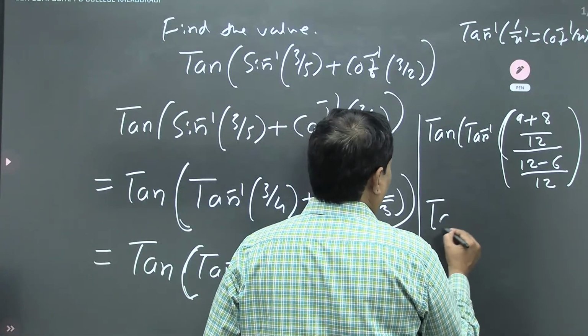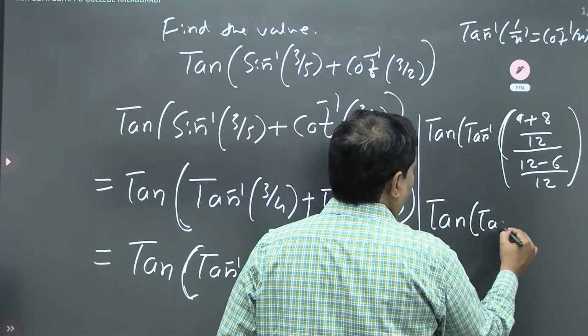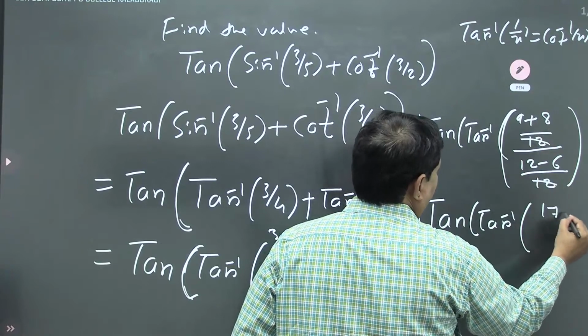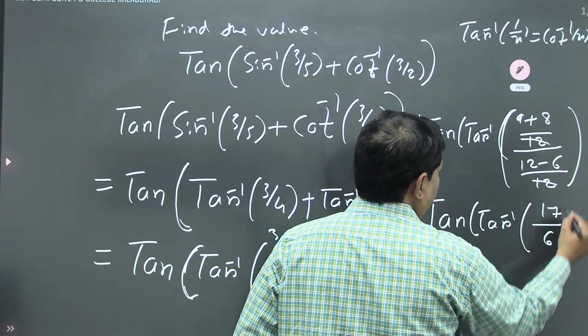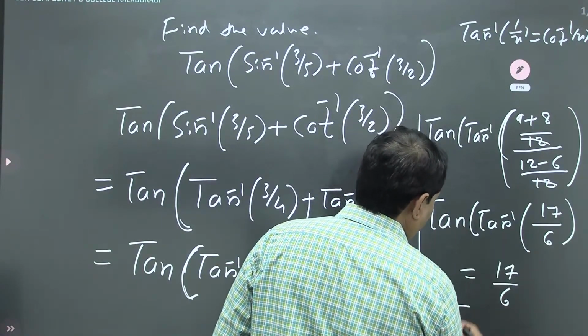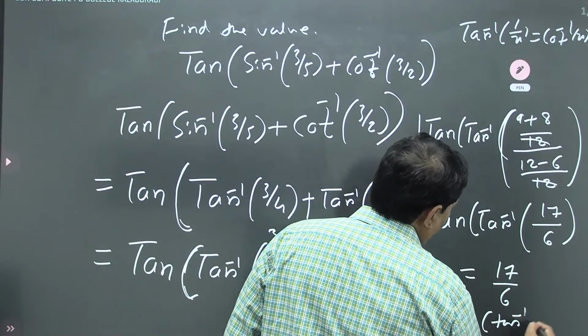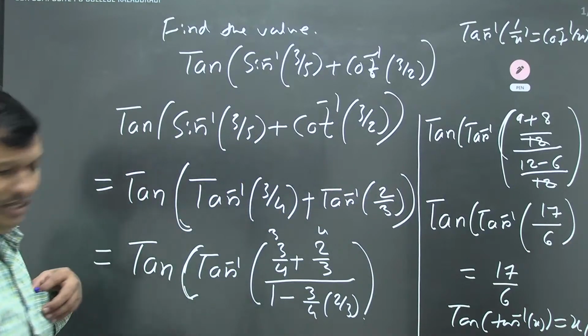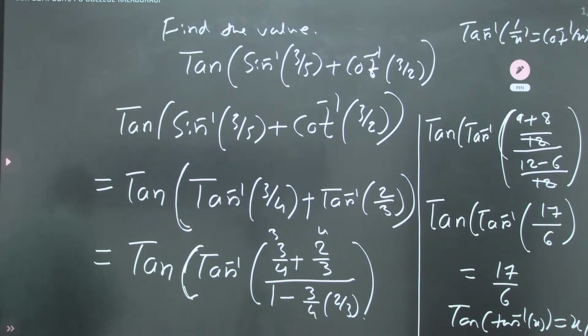Therefore, here we have tan of tan inverse of (9 plus 8) by 12, 12 gets cancelled. 17, and 12 minus 6 is 6. Therefore, tan of tan inverse of x equals what? 17 by 6. Tan of tan inverse of x can be written as x by using this condition. 17 by 6 is the answer. Next question.